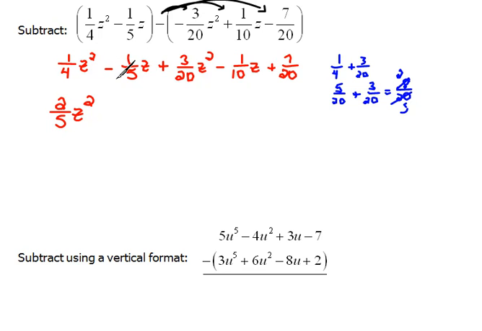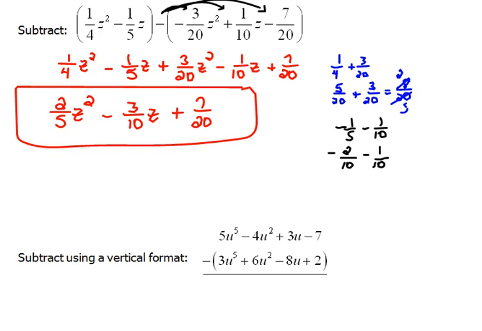Next, in descending order, would be plain z's. So we're going to combine our negative 1/5 and our negative 1/10. And here again, if we need to do that at the side, no problem. We need a common denominator again, which would be 10. And once we find our equivalent fractions, if we multiplied 5 times 2 to get 10, we have to do the same thing to the top, multiply it by 2. So that'd be a negative 2/10 minus 1/10 is negative 3/10 z. And then lastly, our constant term doesn't have anything to combine with, so that's a little bit easier. Just a plus 7/20. There's our final answer.